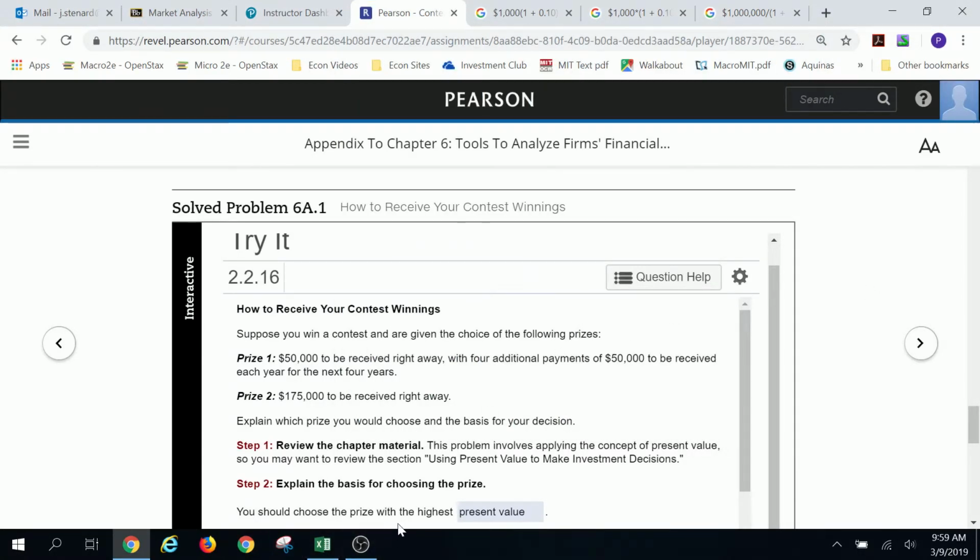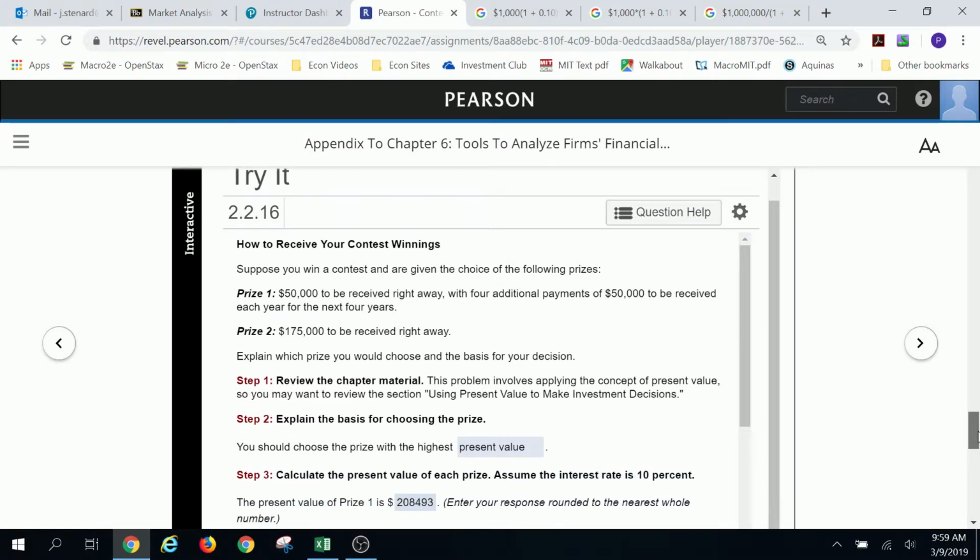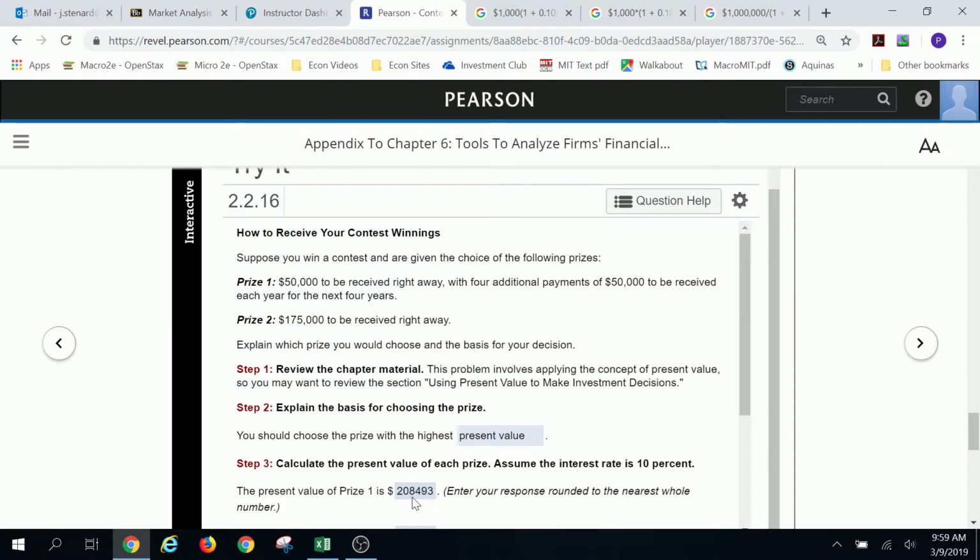So you should choose the prize with the highest present value. And knowing that, when you calculate it, the present value of prize 1 is $208,493. Now remember, prize 2 has a present value of $175,000. So prize 1 looks very good. Now, where did I get that $208,493?